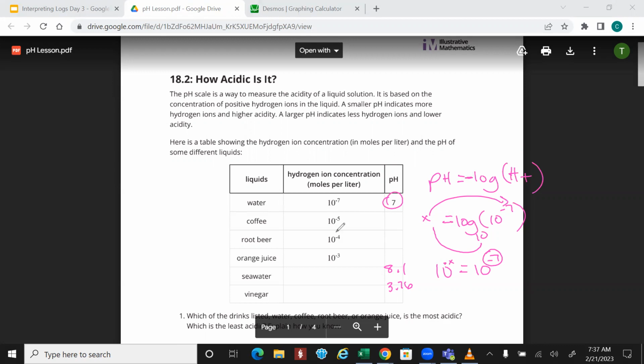Okay, so all of these exponents are going to be what the pH level is. So 5, 4, 3. I just looked at what seawater's pH level is, and it says it's about 8.1. So that means it's going to have a hydrogen concentration of 10 raised to the negative 8.1. Vinegar is going to have a pH level of about 3.76, which means it's going to have a hydrogen concentration of 10 to the negative 3.76. Remember, you're writing this down.